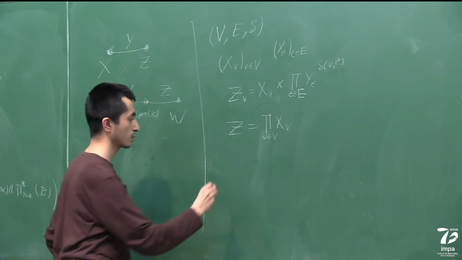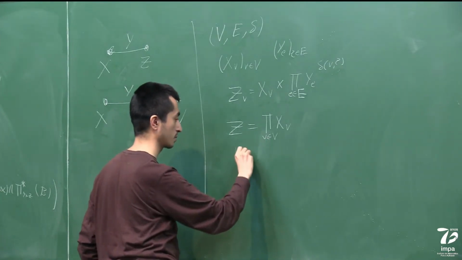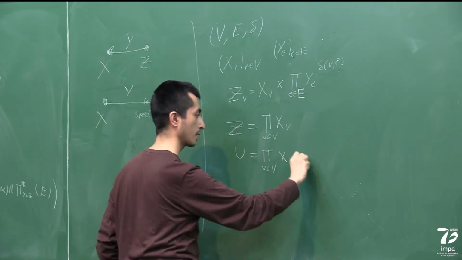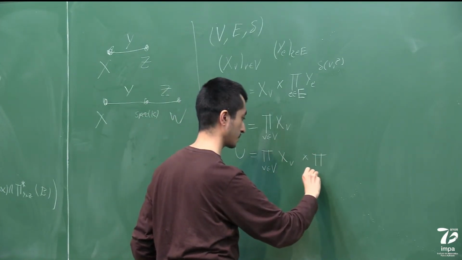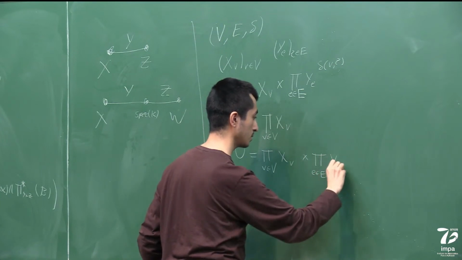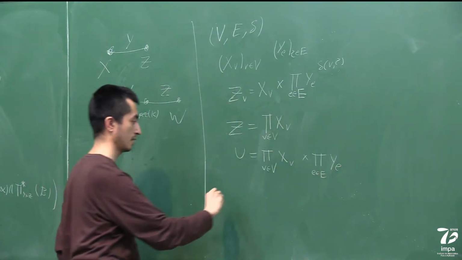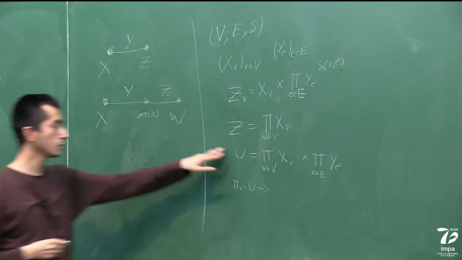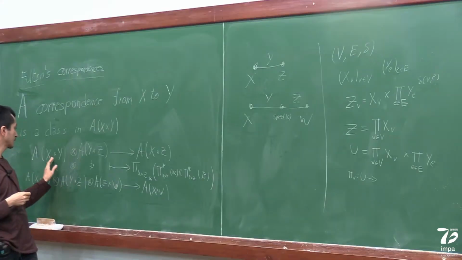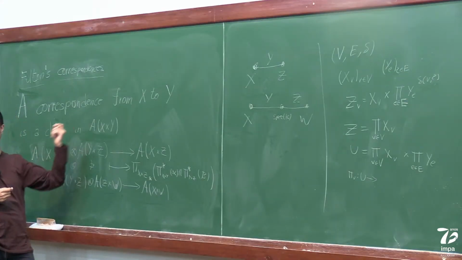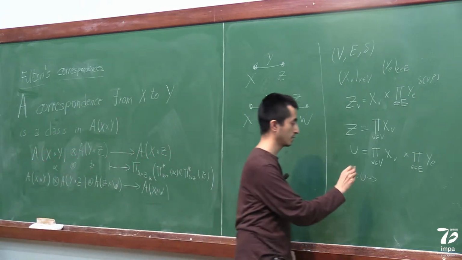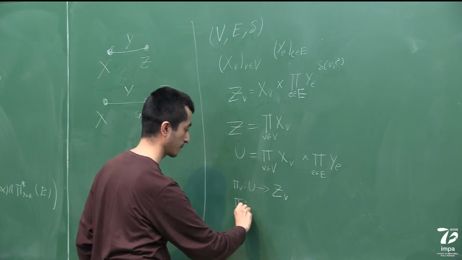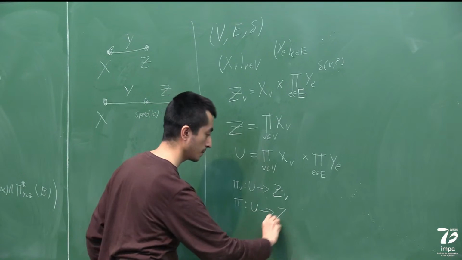So the construction will be, and let's call some U, the product of all X_v's and the product of all Y_e's. We have maps pi_v from U, and this U will be analogous to this X times Y times Z that we are taking pullbacks to and then push forwards from, from U to the Z_v's. And we also have a projection from U to Z.